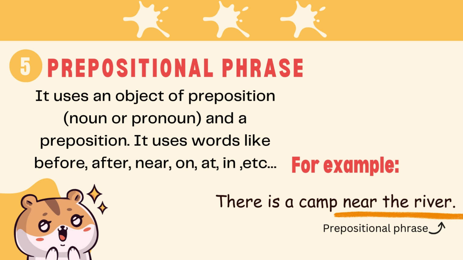Prepositional phrase. It uses an object of preposition such as a noun or a pronoun and a preposition. It uses words like before, after, near, on, at, in, etc. For example, there is a camp near the river. Near the river is the prepositional phrase. We use the preposition near with the object of preposition, the river.